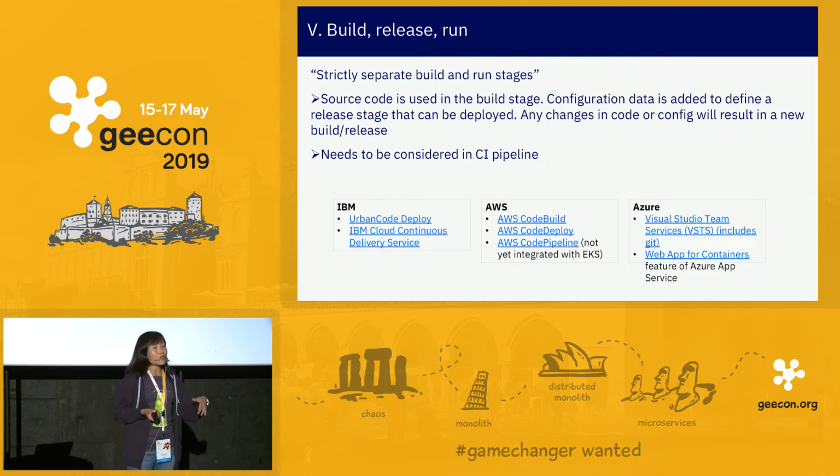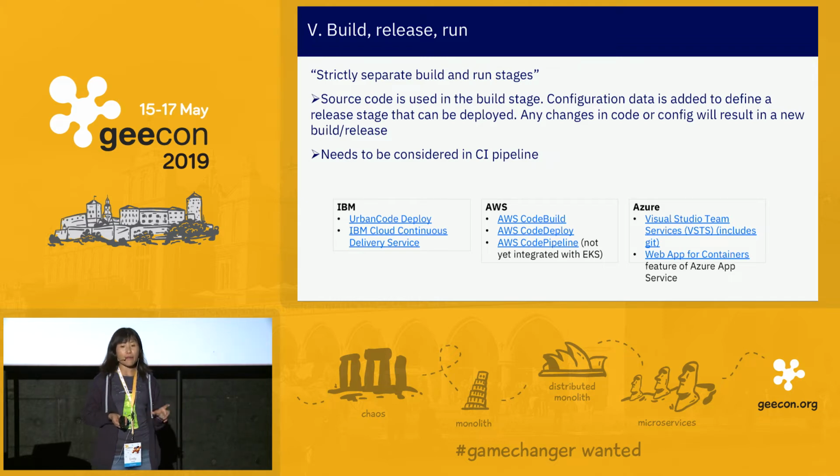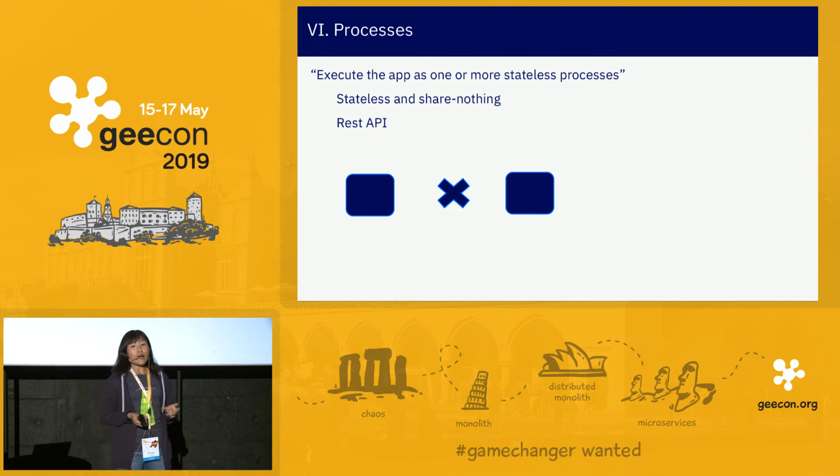So that's why we want to externalize your configuration. For configuration changes, you shouldn't need to go through build, release, run, because if you externalize your configuration, the application stays the same. There are also other tools like CI/CD pipelines, like IBM UrbanCode Deploy; AWS and Azure all have a similar CI/CD pipeline for you to choose from.